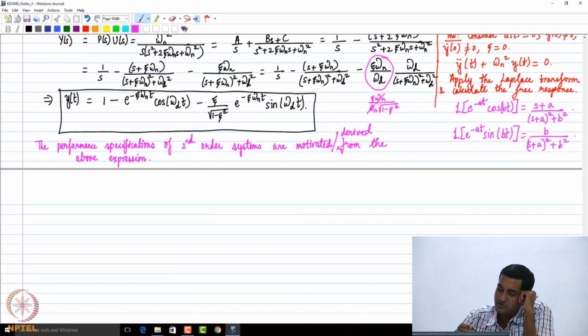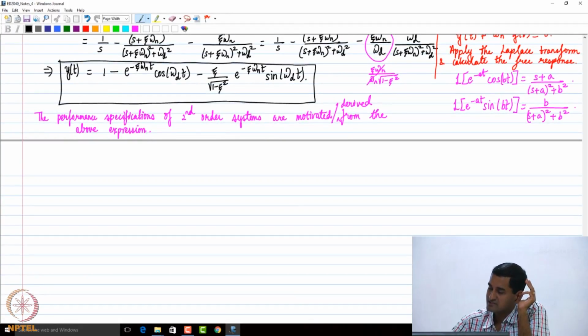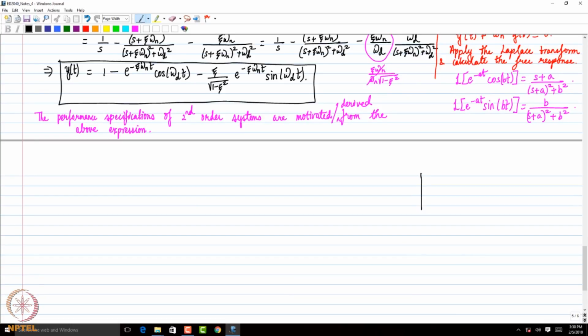So we see that this is the expression. Let me draw how this response would look. Then we will discuss this. Typically, if we plot this unit step response, with t on the axis and y of t, and let's say the value settles down at 1, what's going to happen is the following.